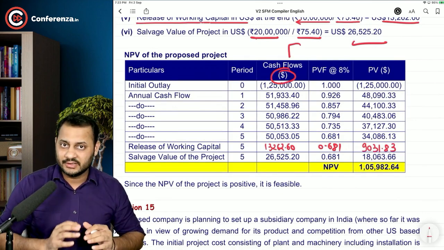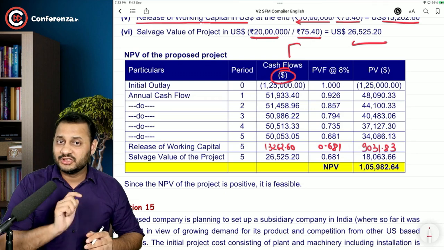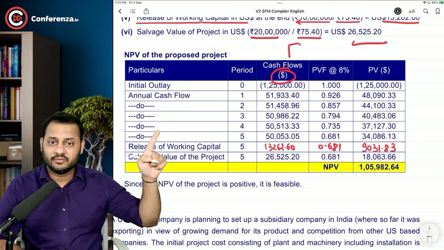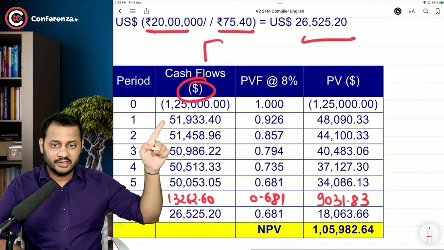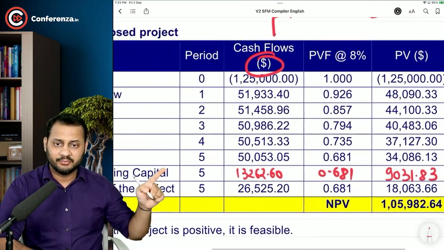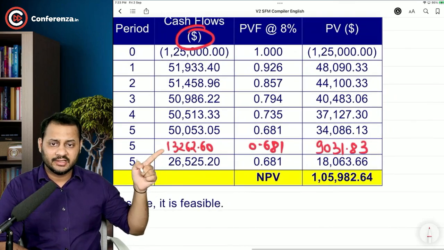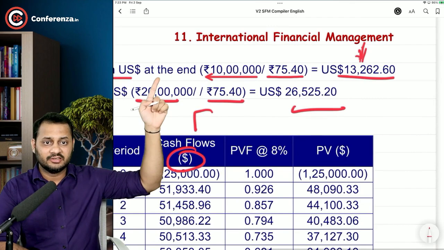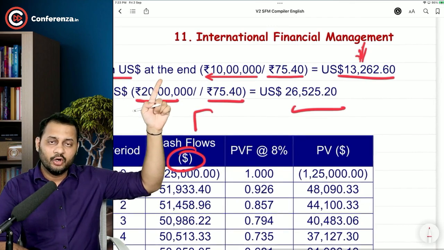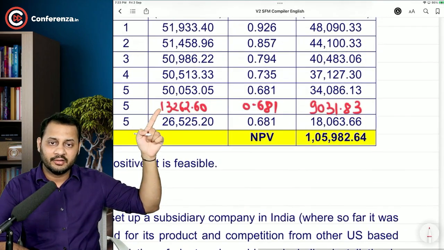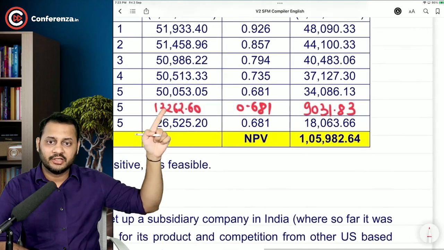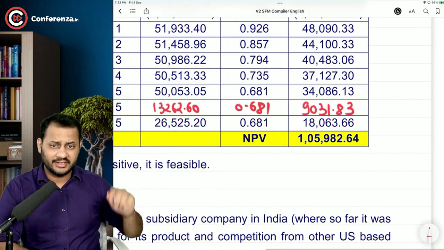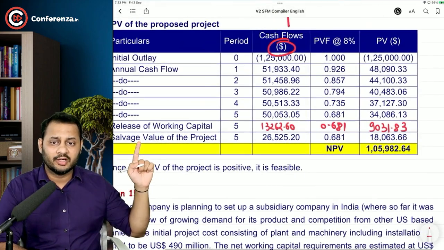Our home currency in this question is dollar. So write down everything in dollar. All the annual cash flows converted in dollars. There is one mistake, a printing mistake here, that nothing is printed in this row. So please ensure that this 13,262.60 of the working capital is written over here. And since it is in the 5th year, it will be discounted with 0.681 and the value will be this much. So please write it down in your book as well.